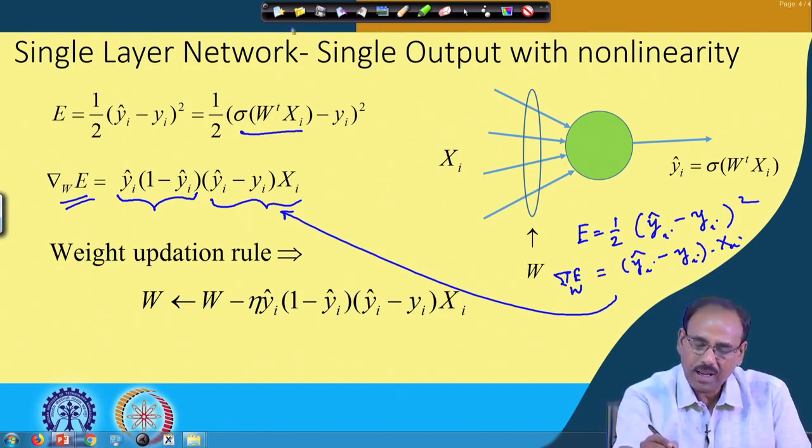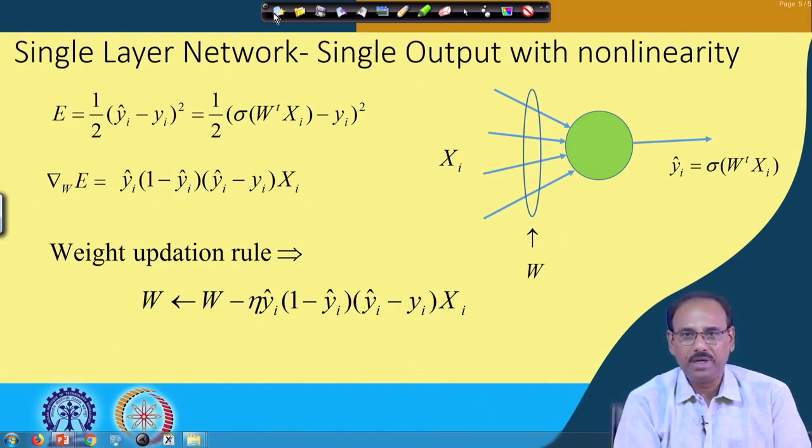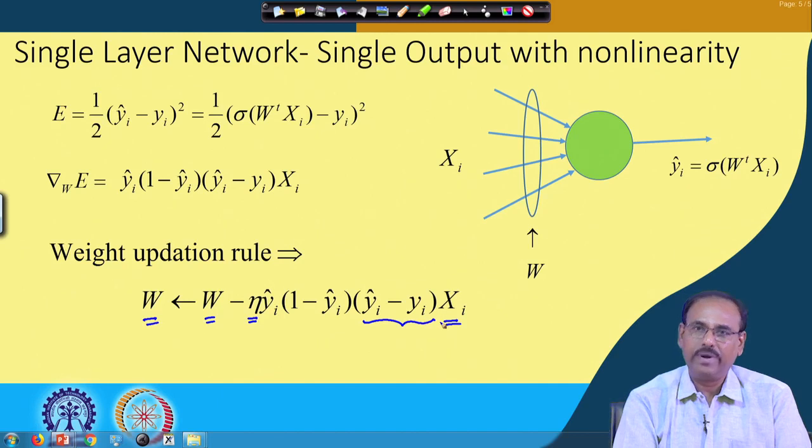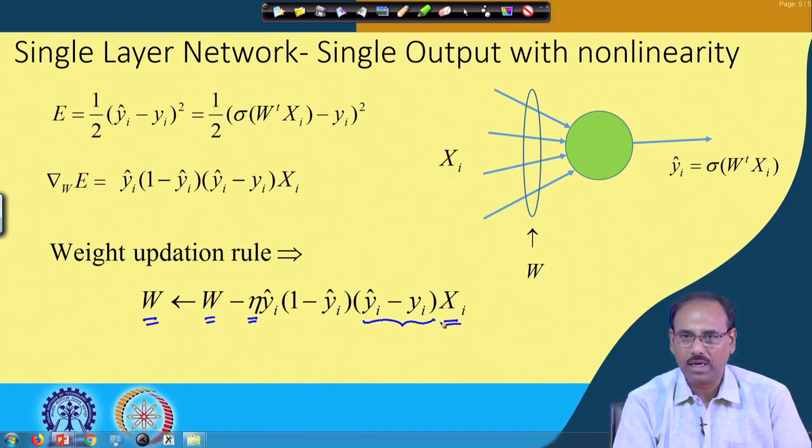So, this is the gradient of the error function that we get when the sigmoidal nonlinearity is imposed. And once you do that, my weight updation rule following the gradient descent procedure simply becomes w gets w minus eta, again the rate of convergence factor, into y_i hat into 1 minus y_i hat into (y_i hat minus y_i) times x_i. This is my weight updation rule in case I have a single output layer node, or a single layer neuron with only one node, and by assuming nonlinearity of the neurons.